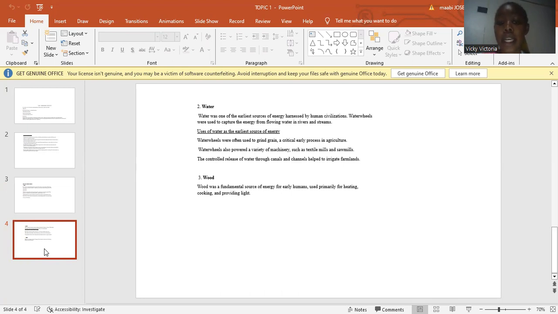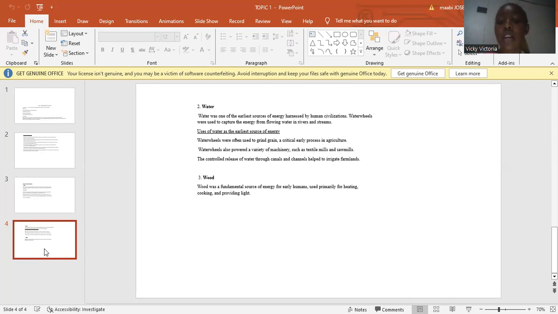And now we look at wood as an early source of energy. It was a fundamental source of energy for early humans, used primarily for heating, cooking, and providing light. So wood, they used it in the form of fire, produced by, they could light up. It was invented earlier by the Homo erectus, they could use the fire for lighting up, whereby they started cooking their food.